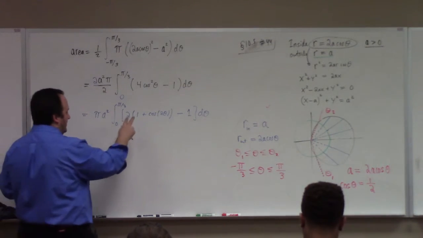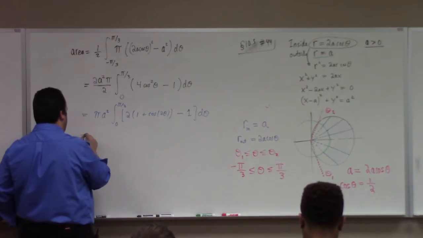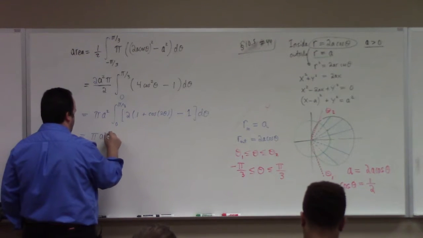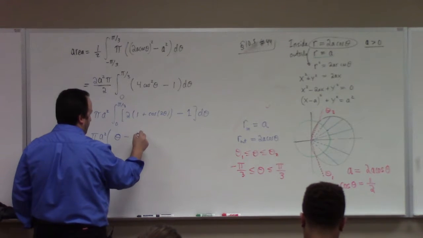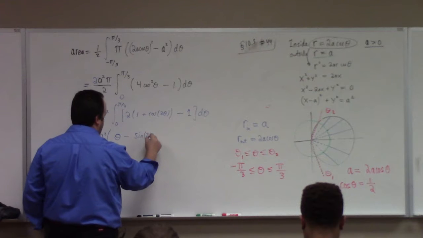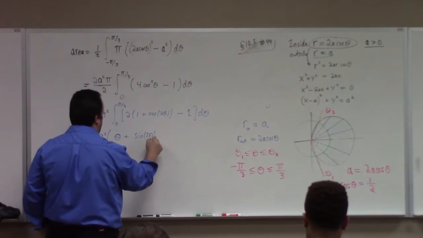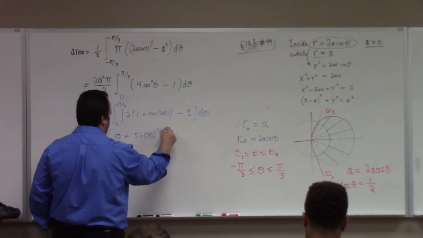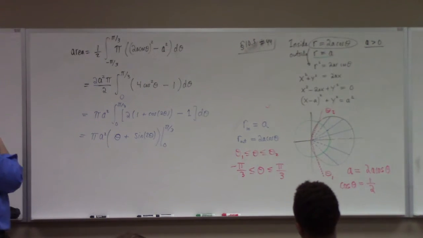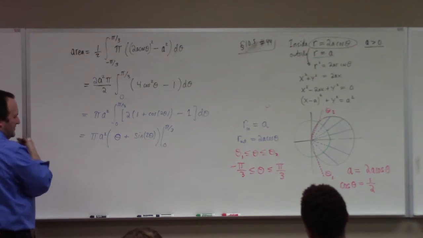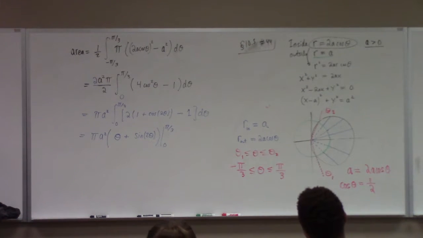So this 2 minus 1 gives me pi a squared times theta minus sine 2 theta, I think. No, plus sine 2 theta, evaluated from 0 to pi over 3 if I did it right. Because the derivative of sine 2 theta is 2 cosine 2 theta, which is what I have there. And then the 2 minus 1 gives me a 1. The 1 integrates to theta.